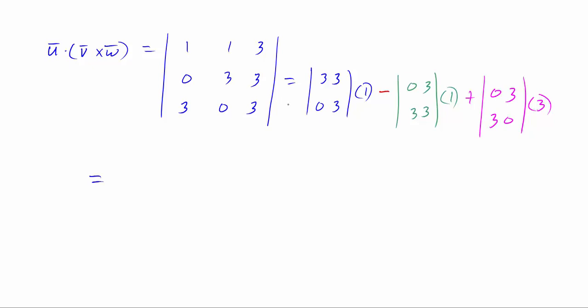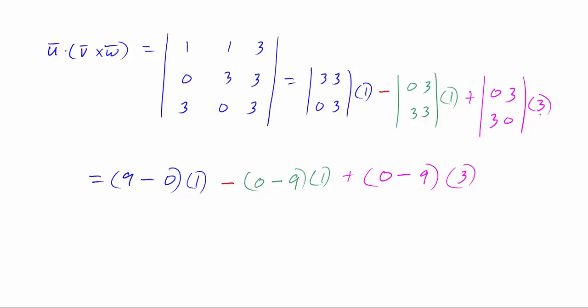So if we start that, we would use the cross product. 3 times 3, which is 9, minus 0 times 3 is 0. And of course, we're multiplying that by the 1. And then we have our minus sign. 0 times 3 is 0 minus 3 times 3, which is 9. And again, that's multiplied by the number out front, which is 1. Plus, the cross product here is going to be 0 times 0 is 0, minus 3 times 3, which is 9. And we have the number 3 out front.